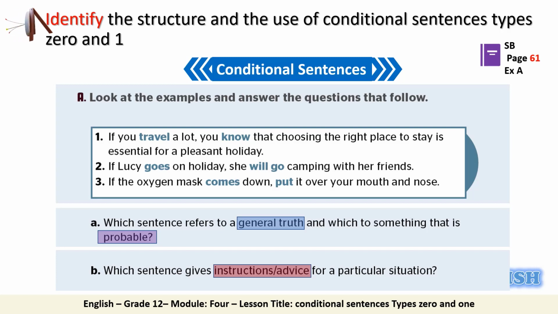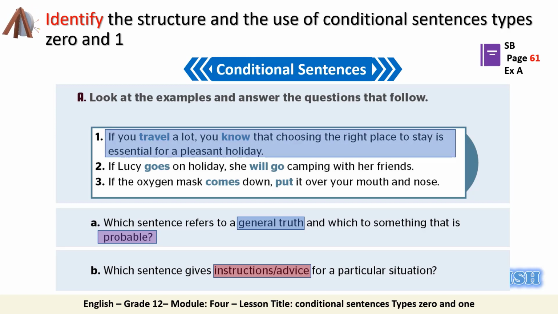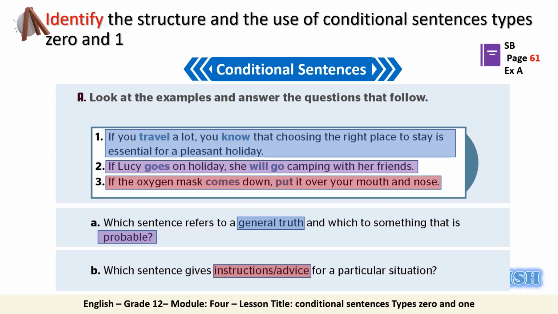Now, which sentence refers to a general truth? Exactly, the first sentence, because traveling for sure broadens the knowledge. Then, which sentence shows that something might happen? That's it. It's the second sentence. So, she will probably, not surely, go camping. And finally, sentence 3 contains an instruction.